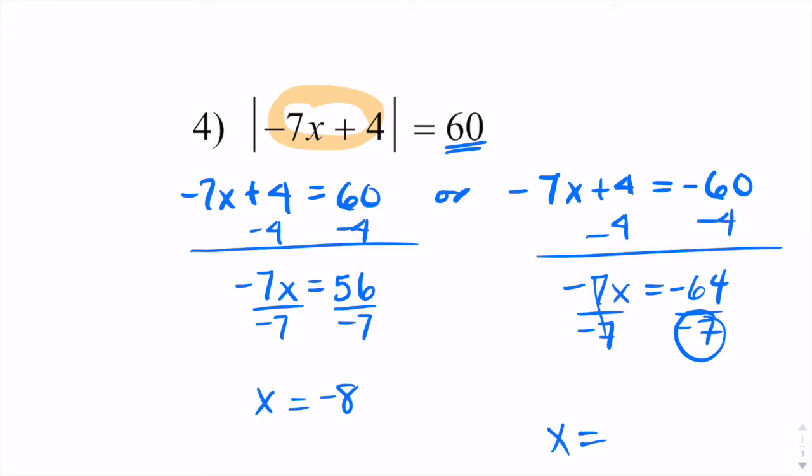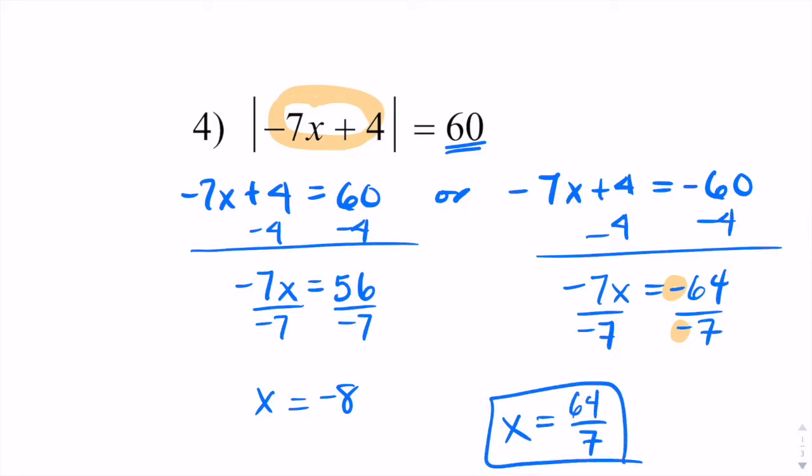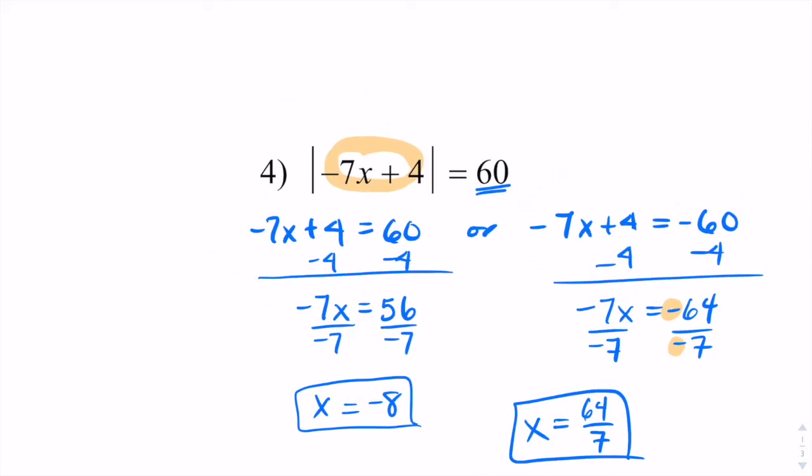However, since there are two negatives there, this one and this one, we can reduce those negative signs. Those negative signs can actually divide each other out, and x is equal to a positive 64 divided by 7. So here are the two solutions that we can plug in for x: negative 8 or 64 over 7.